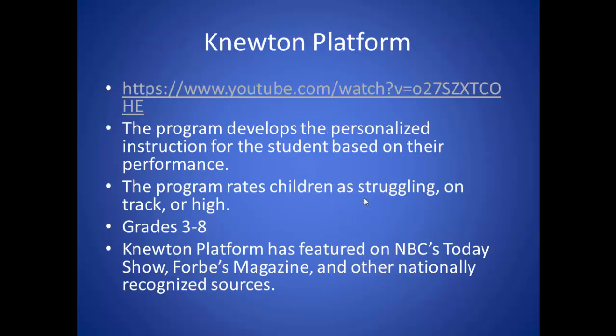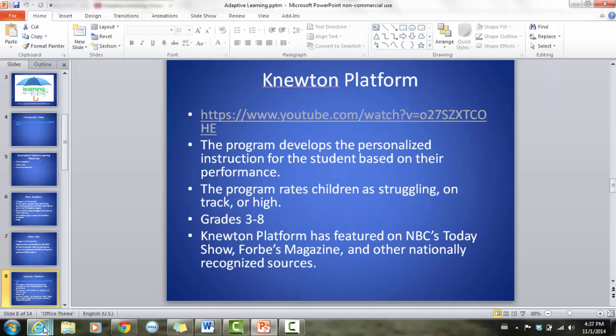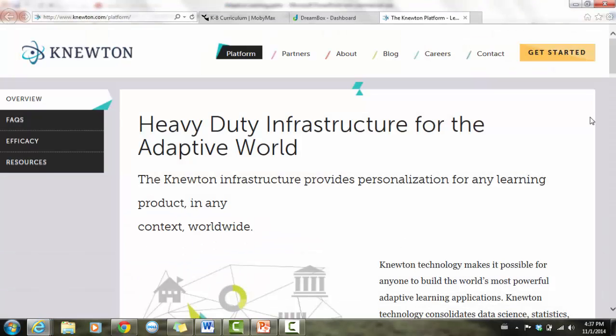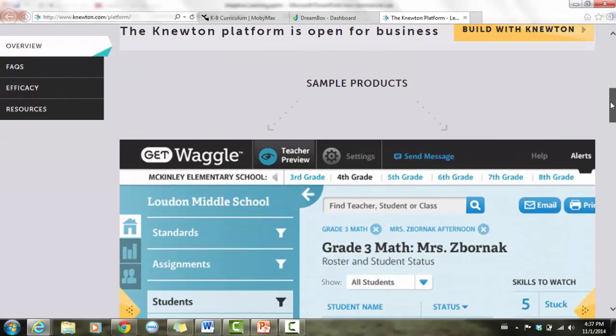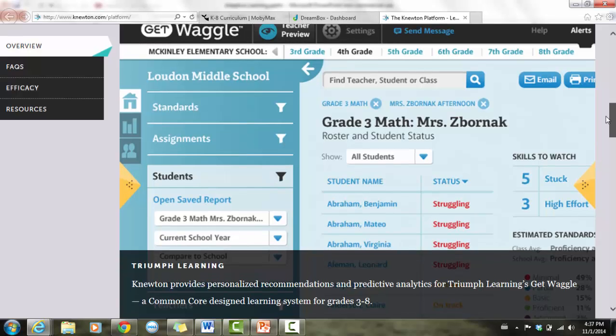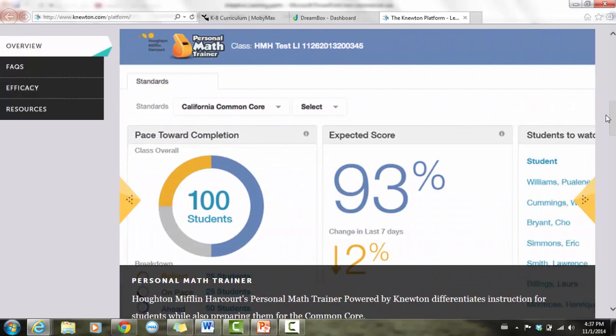I'm sorry, I wanted to show you Newton Learning on their website. Okay, this is Newton Learning's website. This is an example of what the finished product would look like for Newton's resources. For Newton's Progress.